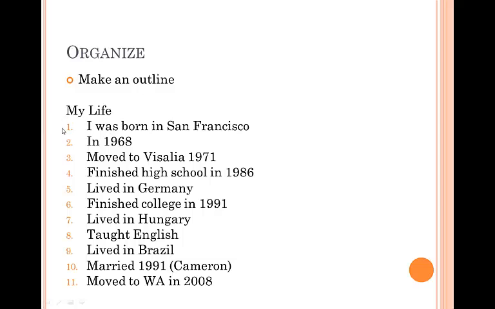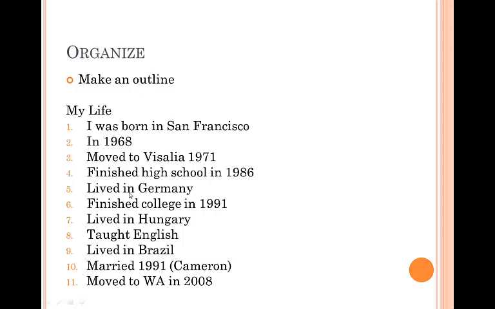My life. So of course I want to start with when I was born, or where I was born and when. And then when I was a child, I moved to Visalia. I finished high school. I lived in Germany. I finished college in 1991, lived in Hungary, taught English, lived in Brazil, married Cameron in 1991, and moved to Washington in 2008. And you can see now I made some changes.